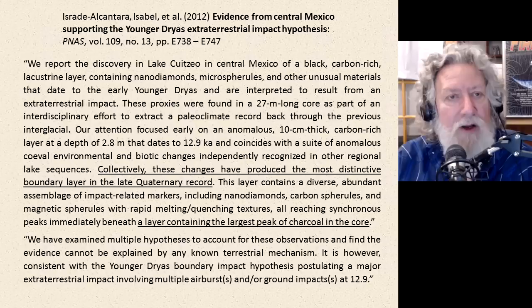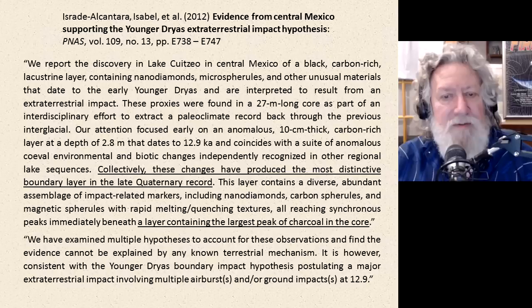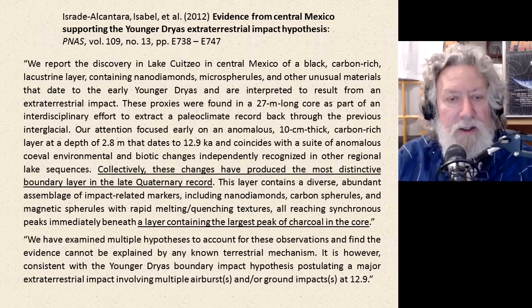So they took out a 27-meter-long core, which is close to 90 feet, as part of an interdisciplinary effort to extract a paleoclimate record back through the previous interglacial, which is generally considered to be the Eemian, which was over 100,000 years ago, usually invoked as being an interglacial period that's more or less parallel to the Holocene, the one we're in now.